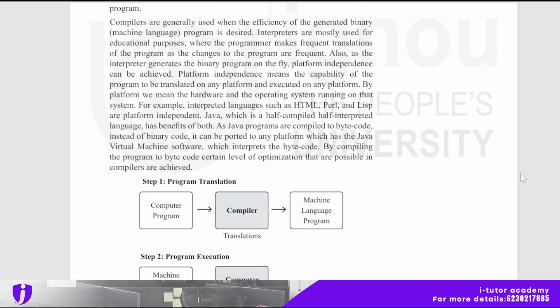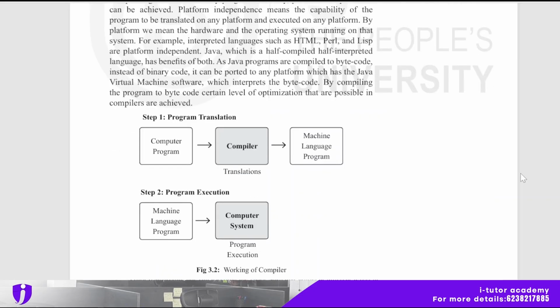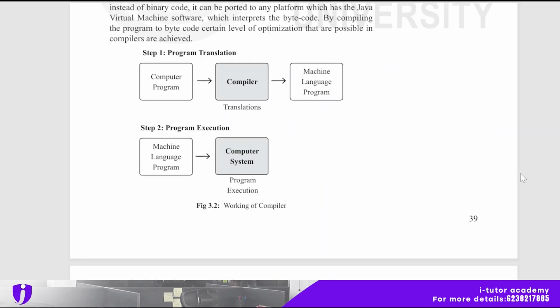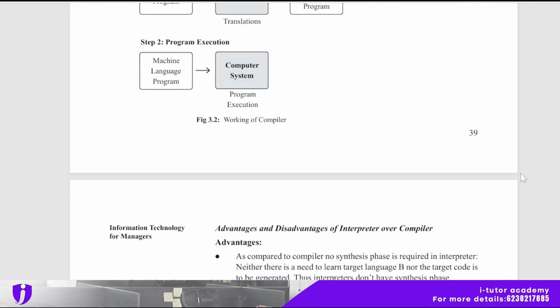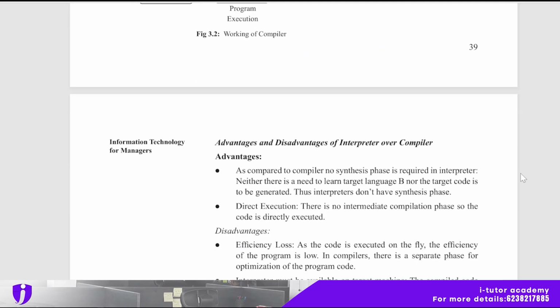Step 1 is program translation: the computer program goes through the compiler to become a machine language program. Step 2 is program execution: the machine language program runs on the computer system. So that is the working of a compiler. What are the advantages and disadvantages of an interpreter over a compiler?